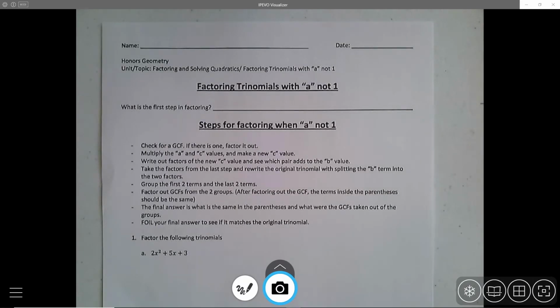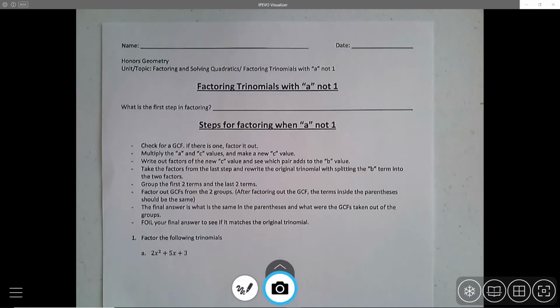This is the 5th video of our unit, and we are almost done with this first beginning unit on factoring and solving quadratics. Today will be our last video on solving, where we're going to spend the last part of our unit on the solving quadratics type. Right before this lesson, we talked about factoring trinomials when a was 1.